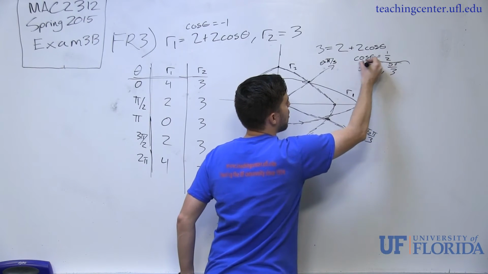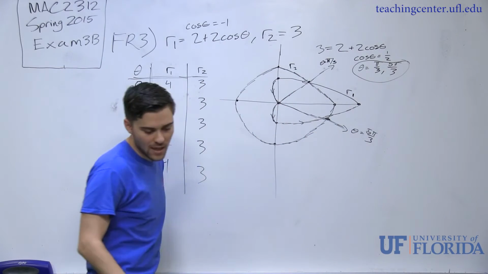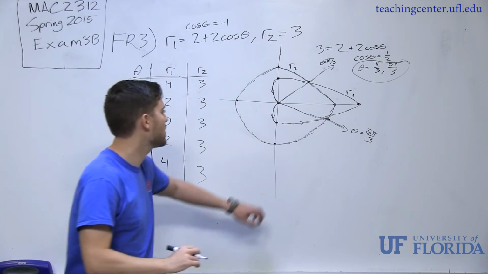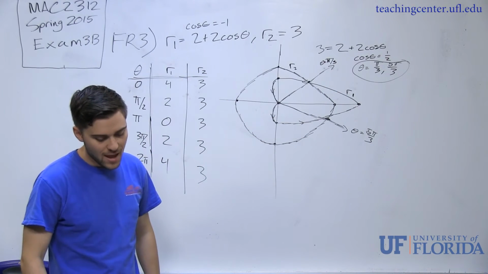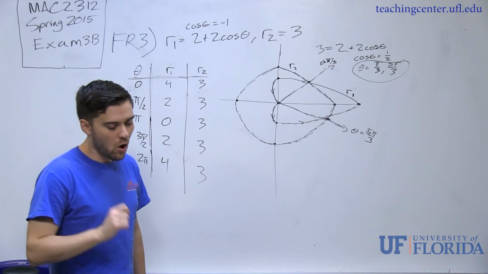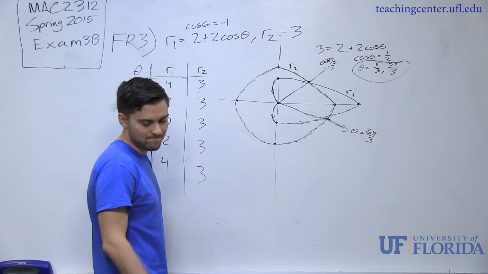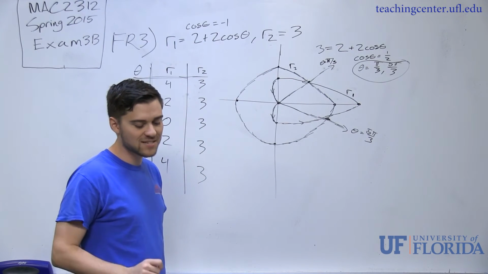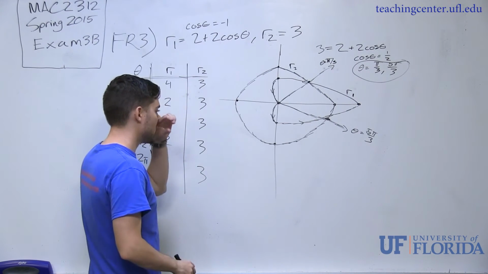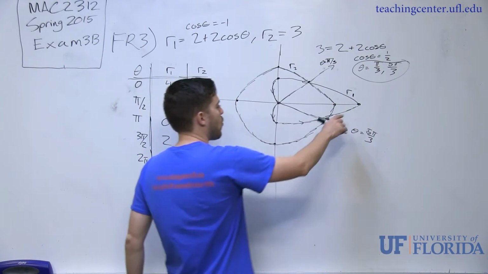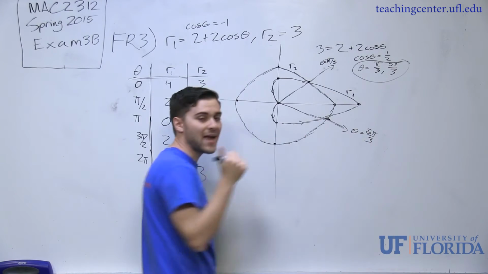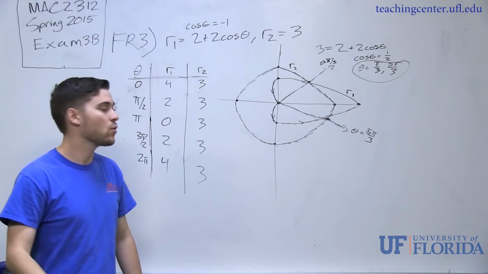So these are our intersection points, and we had to label them on the graph. So now our graph has these two intersection points. And the next part asks for the points (r, theta) where R1 intersects the origin, the x-axis and the y-axis. So now we need to look at just R1 and figure out where the points are where it intersects either the x-axis, the y-axis, or the origin.